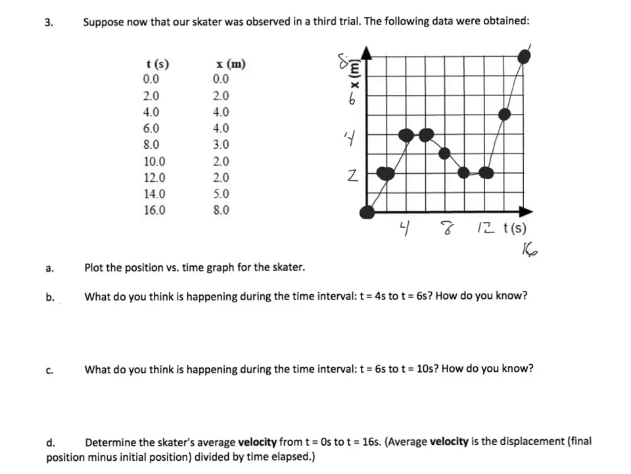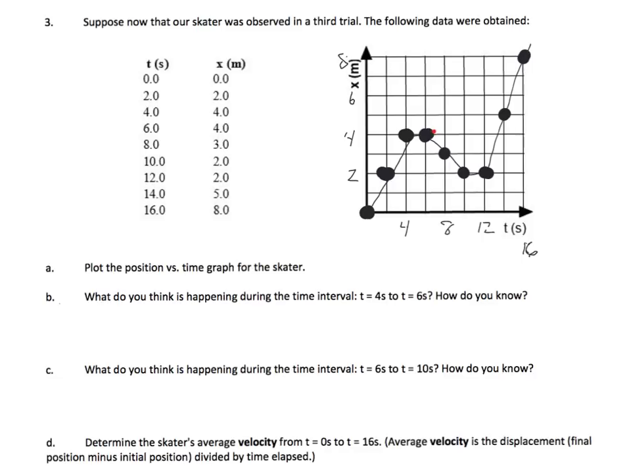And we're asked about some of these sections. So what's happening from 4 to 6? I described we had a horizontal slope right there. Well, that means at 4 seconds, at 5 seconds, and at 6 seconds, our position has stayed the same. So in that instance, our skater is staying still or has stopped.